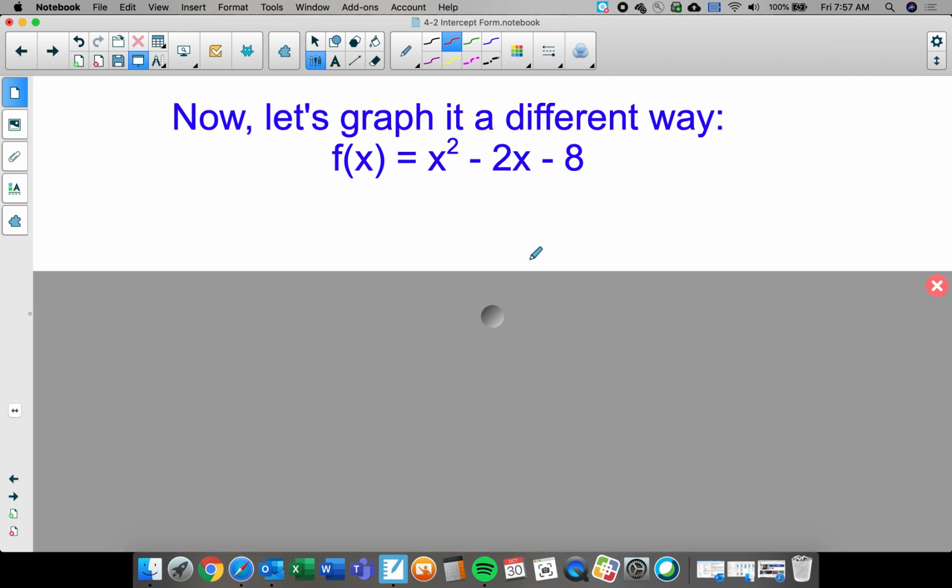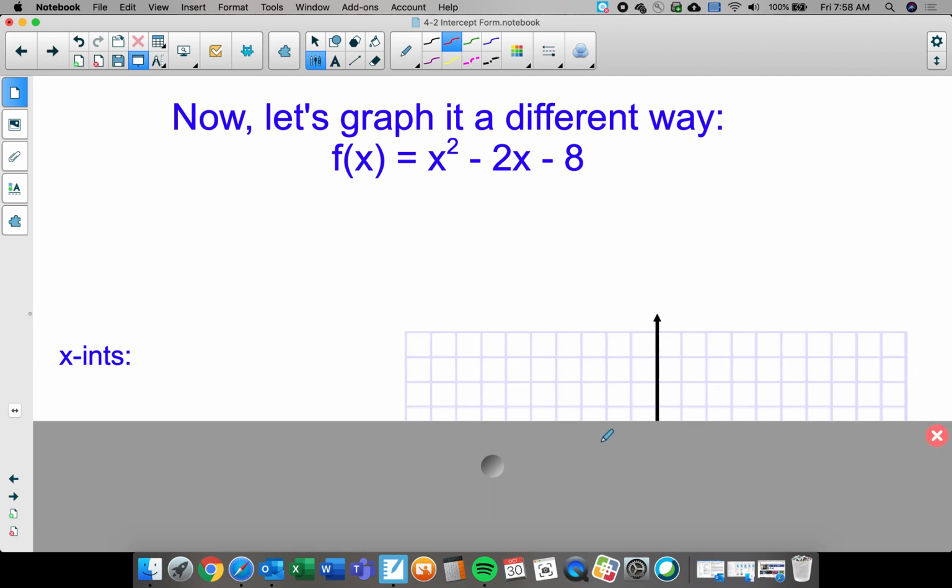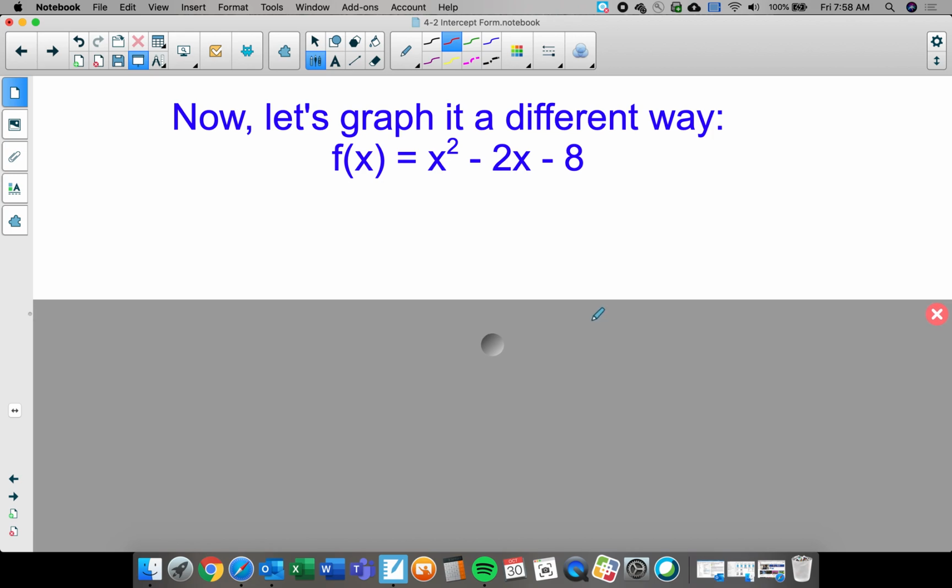Now, we're going to graph this a different way. If we take a look, we're going to find the x-intercepts. If you remember back, we've been doing a lot of warm-ups on factoring. We are going to factor this instead. So if we factor this, I'm going to put down the two sets of parentheses here. What multiplies to give you x squared?